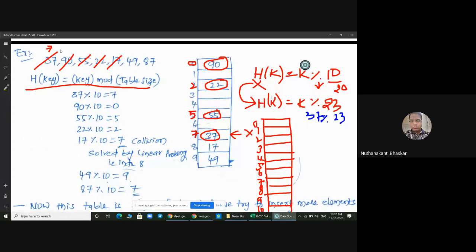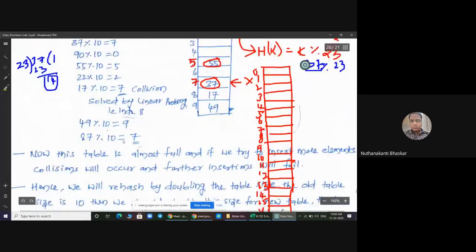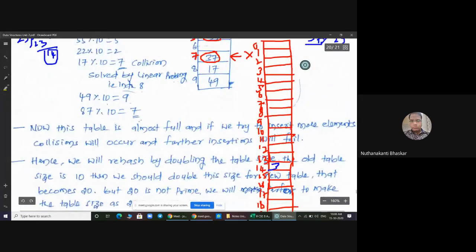How to know the modulus value? 23 one time is 23, then 37 minus 23 comes to 14. This is the remainder. Now 14. Now we have to insert 37 at the 14th position. Clear?